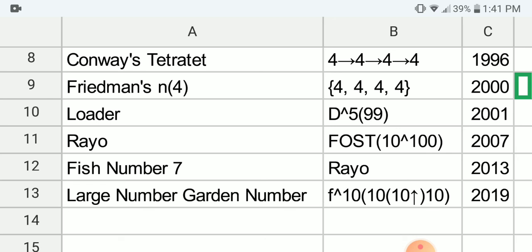And then the current biggest number, or biggest named number at least, is the large number garden number, which was published in 2019. Of course, this is still the current biggest named number as of right now. At least no one kind of disagrees. So there we have it.